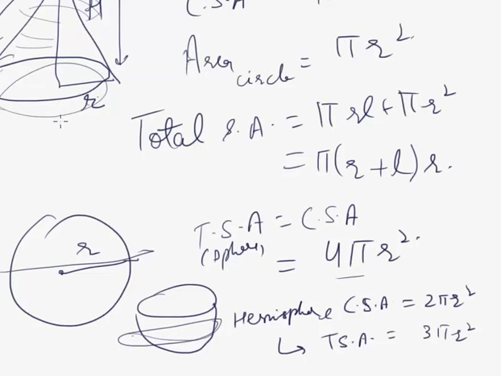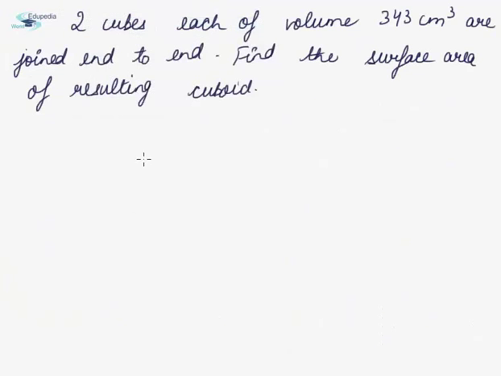Now friends, with these formulas, let us discuss some questions to understand these concepts. Friends, the first question says, two cubes, each of volume 343 cm cube, are joined end to end. Find the surface area of the resulting cuboid. So friends, we have a cube whose volume is 343 cm cube.